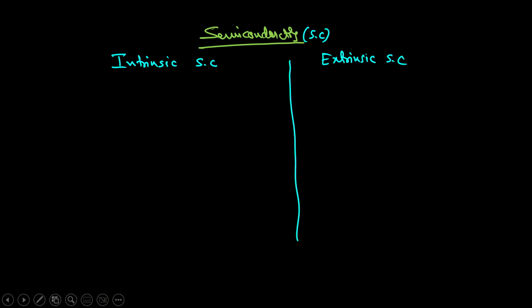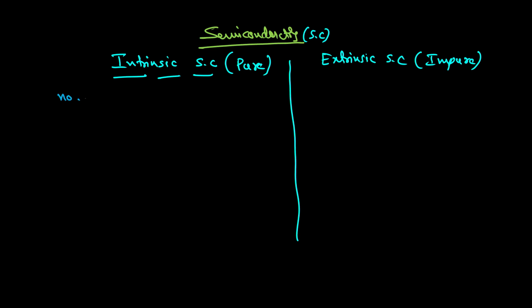The intrinsic semiconductor is also called a pure semiconductor, and the extrinsic semiconductor is also called an impure semiconductor. Generally, a semiconductor consists of 4 valence electrons. In a pure semiconductor, the number of electrons is equal to the number of holes. Both should be equal, that means negative charge is equal to positive charge. That's why in intrinsic semiconductors, conductivity is very less.